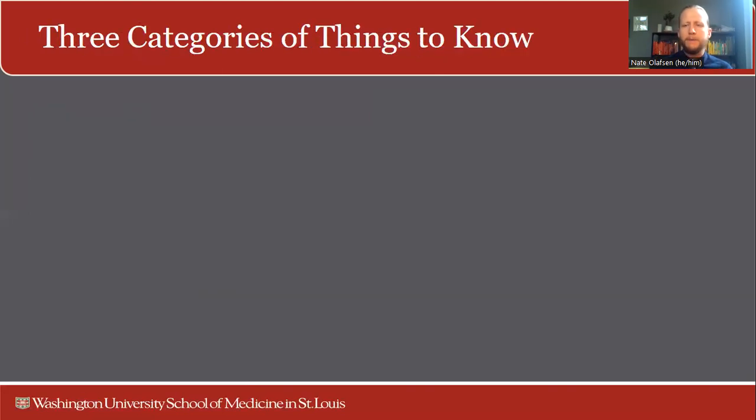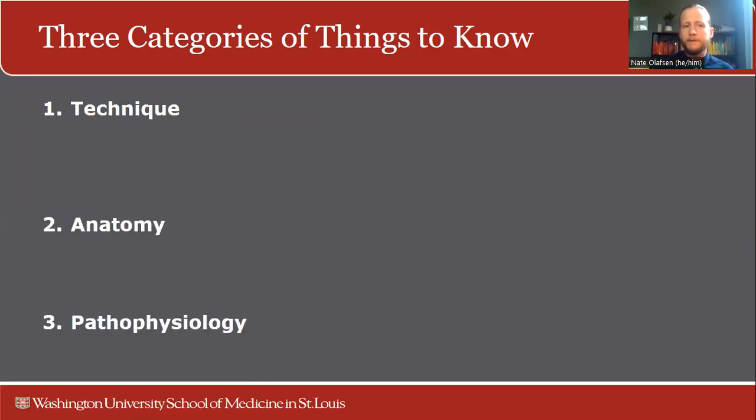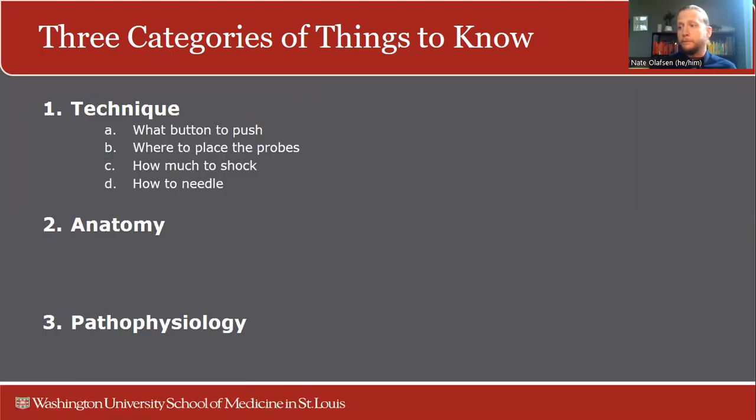Finally, let's talk about big buckets to think about when you're starting to build knowledge around electrodiagnostics. There are really three big categories of things you need to know to become an effective electromyographer: technique, anatomy, and pathophysiology. A lot of knowledge needs to be acquired about how to do things correctly, what buttons to push, where to stimulate, how to move the needle around, where to put the sensors on the skin. There's a lot, and that's a steep learning curve that happens in residency.